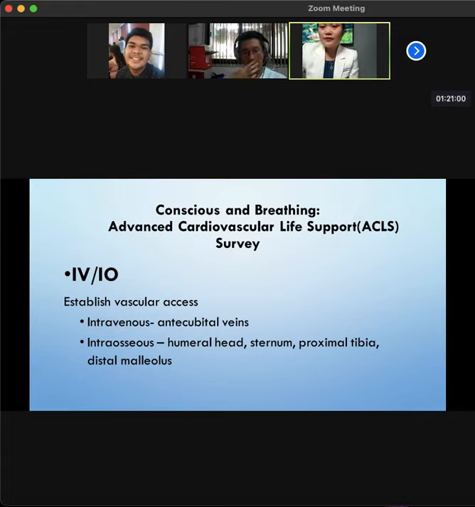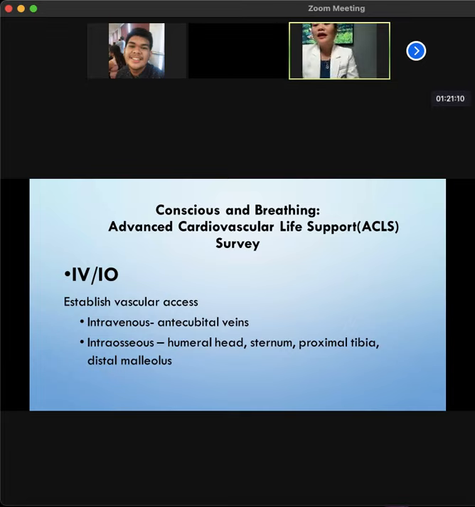Okay, next one is you have to insert your intravenous or intraosseous line. How are you going to establish your vascular access? So, ang pinaka-ideal para mas mabilis kang makakuha ng IV line mo, you do your intravenous line at your antecubital veins. Dito or dito? Kasi this is the biggest vein so far sa peripheral natin na accessible. So you just insert your IV line here.